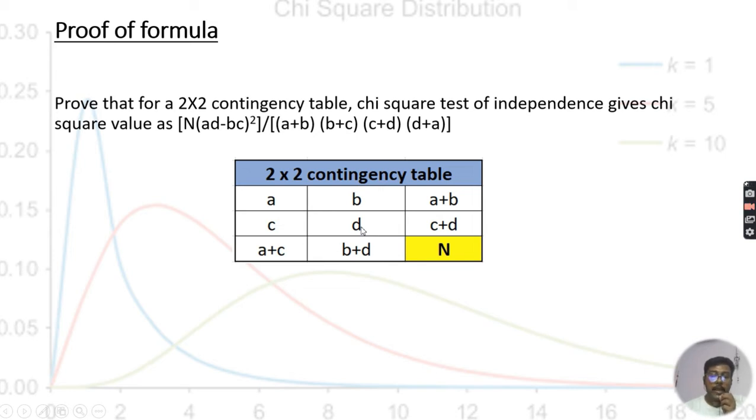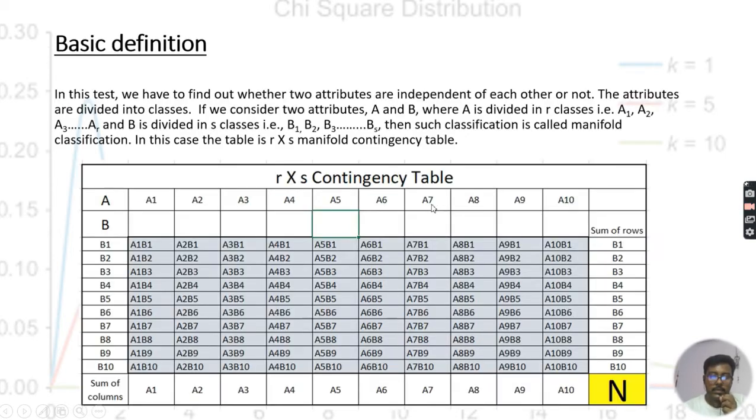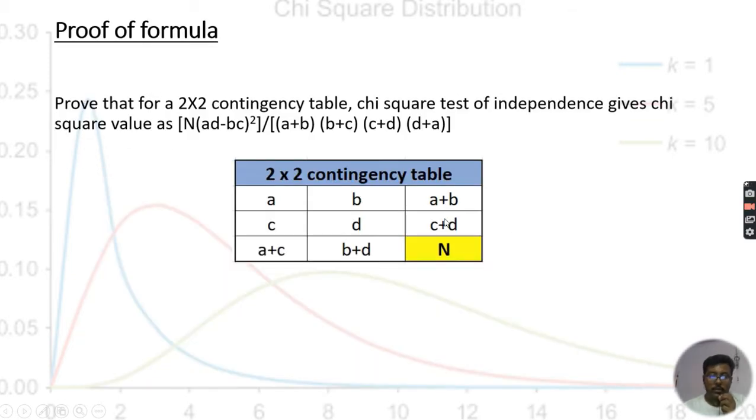As I told you in the previous session, this one is the sum of the rows. So A plus B is the sum of the first row, and C plus D is the sum of the second row. And A plus C and B plus D are the sums of the columns. See, B plus D is the sum of this column and A plus C is the sum of this column. And what is N? If we sum up these two, we will get N, or if we sum up these two, we will also get the same value. Because N is the result of all this, A plus B plus C plus D.